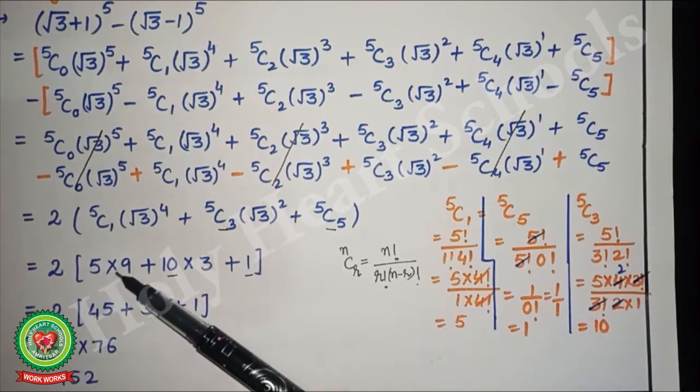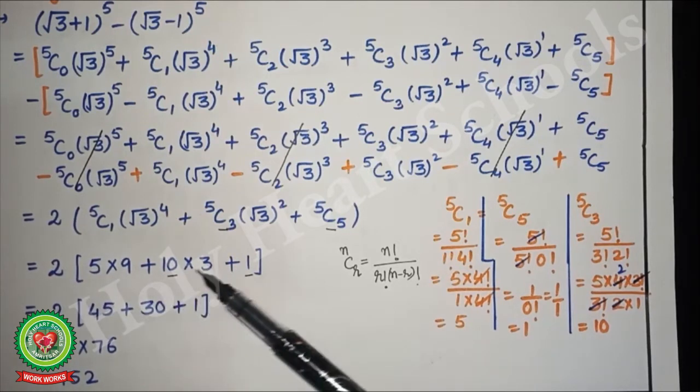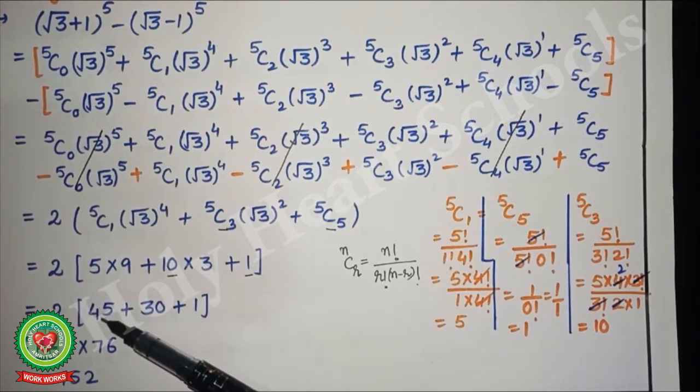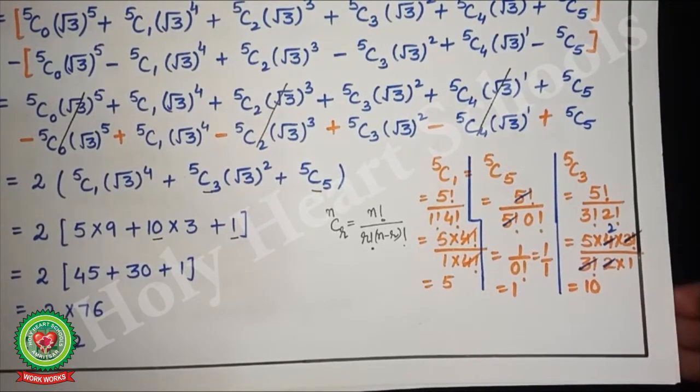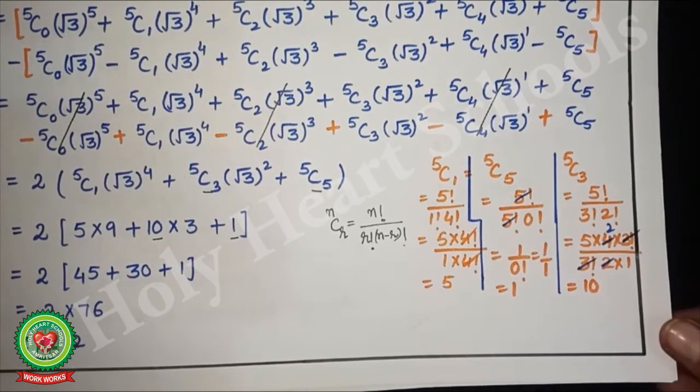So when you multiply, you will get 9 5s are 45. Here 30 plus 1. So on adding, we get 76. And on multiplying with 2, we will get the answer, that is 152. In this way, we can apply binomial theorem to solve these types of sums.